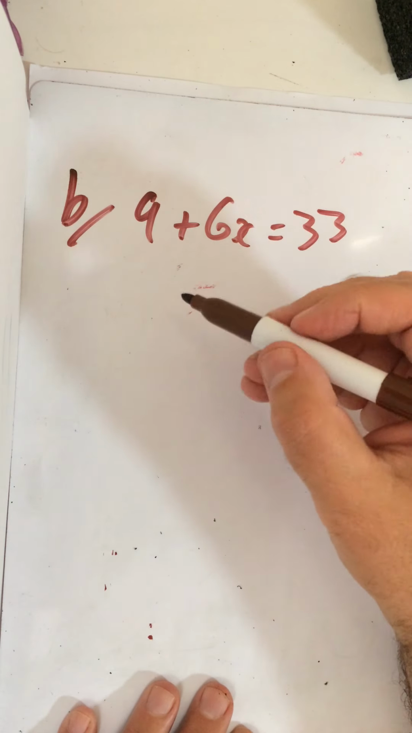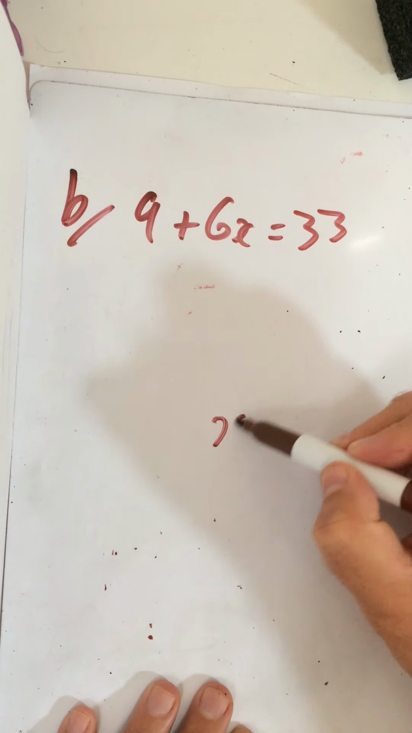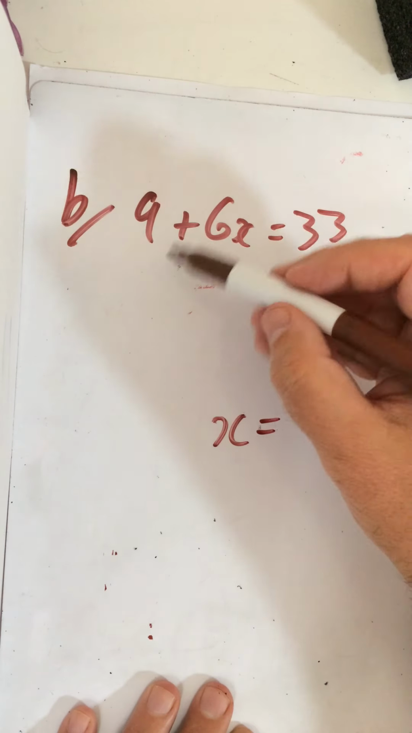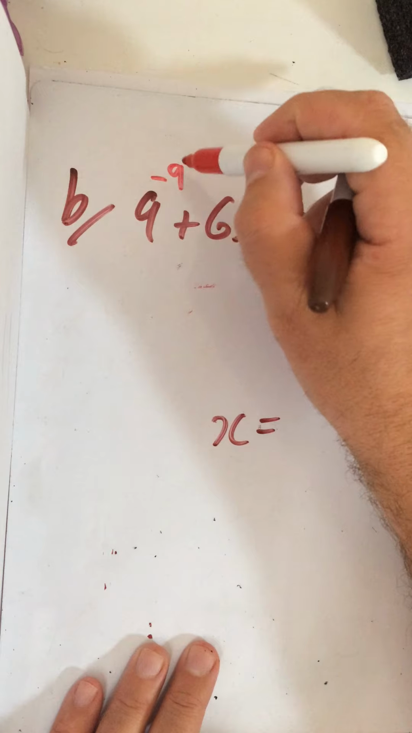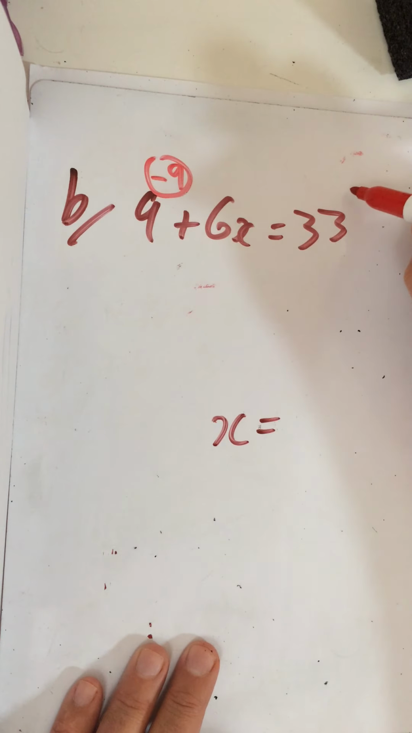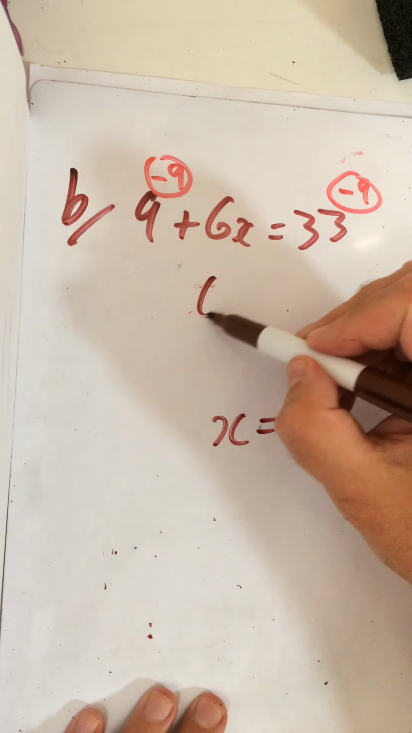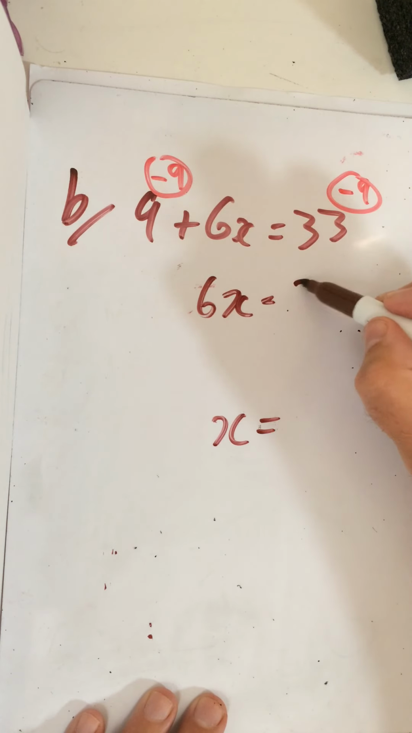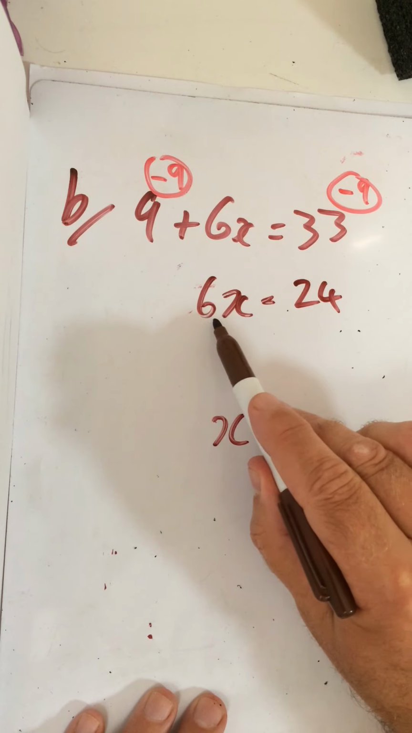Right, let's have a little look. So, again, we want to be left with x down the bottom. So the first thing I want to get rid of is the 9. So I'm going to put minus 9 there, because this is the balanced method, so I'm going to put a minus 9 on the other side. Okay, that leaves me with a 6x. 33 minus 9 is 24. This is 6 times x.